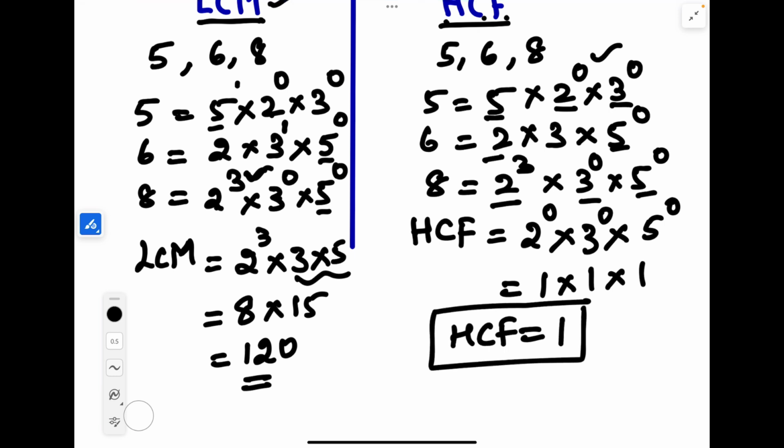That means 5, 6, 8 are divisible only by 1. If you see in the 5 table, you will be getting 120. In the 6 table, you will be getting 120. And in the 8 table also, you will be getting 120. That is the least common multiple. So LCM value will always be greater than HCF value.